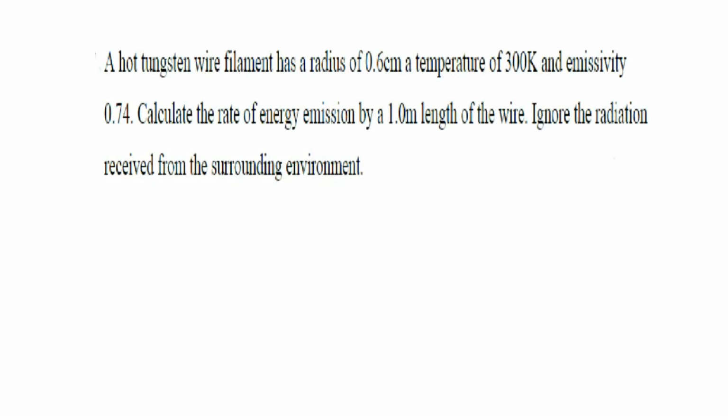In this video, we are going to calculate the rate of energy emission by a wire. So the question says a hot tungsten wire filament has a radius of 0.6 centimeters at a temperature of 300 kelvins and emissivity of 0.74. Calculate the rate of emission by a 1 meter length of the wire. Ignore the radiation received from the surrounding.